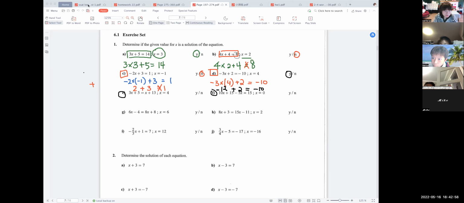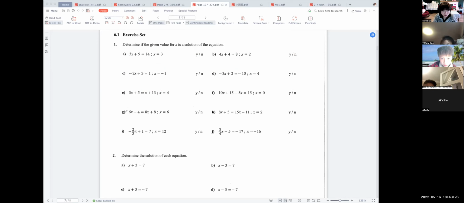Okay, so let's take a look at this one. The first one, we put 4 there, so it's 12 plus 5. So the left side is 17. And the right says 4 plus 13 is also 17. So it is yes. And this one, remember everybody, 0 times anything becomes 0. So 0 plus 15 minus 0 equals 15. Of course, it is right. Good job, okay?